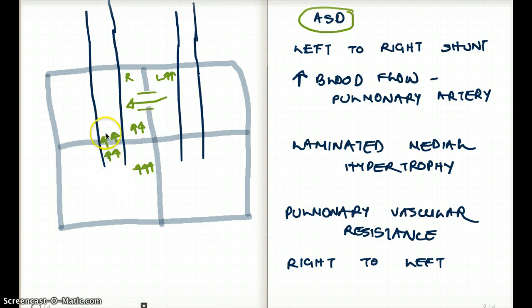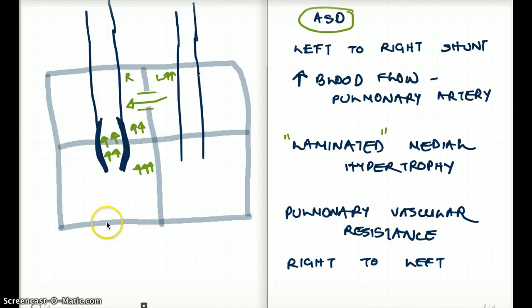This causes pulmonary hypertension. And over time, what happens is there is medial hypertrophy of the pulmonary vessels. Okay, there is laminated medial hypertrophy. USMLE is a game of words, so you have to be familiar with some of the terms that they use. So whenever we're saying medial hypertrophy of the pulmonary vessels, don't be surprised if they say laminated medial hypertrophy.